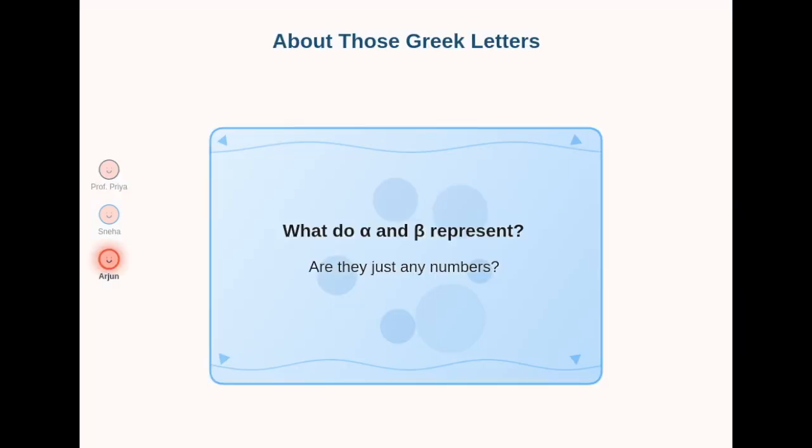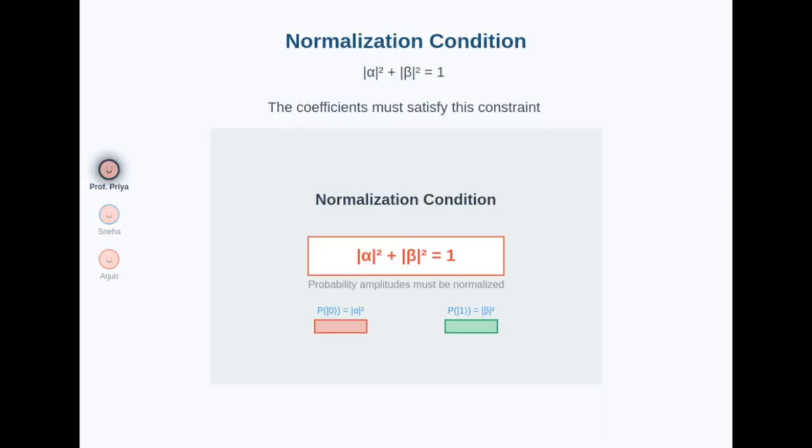Professor, what do these alpha and beta coefficients actually represent? Can they be any numbers we want? Excellent question, Arjun. Alpha and beta are complex numbers called probability amplitudes. They must satisfy the normalization condition. The magnitude of alpha squared plus the magnitude of beta squared equals 1.